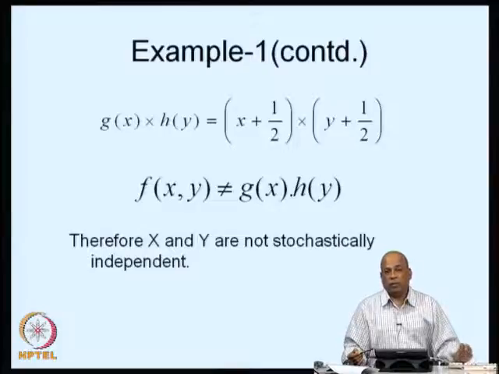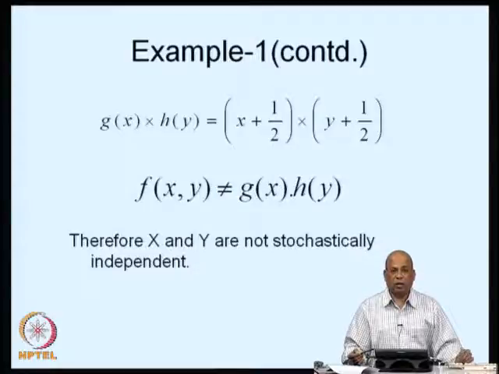So, to summarize then, first you must have a physical basis to at least suspect that the two random variables can be taken as independent, and then you examine for the stochastic independence by checking if the joint density function f of x comma y is in fact equal to the product of the marginal densities g of x and h of y.